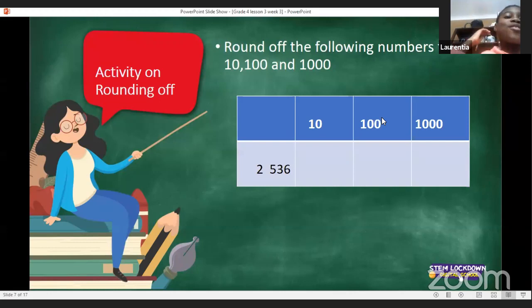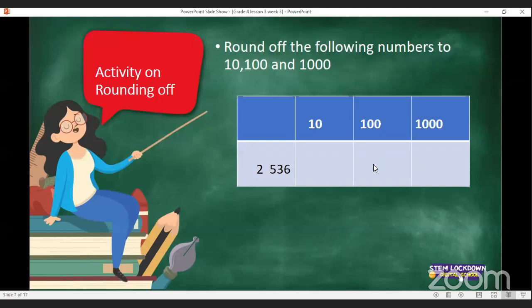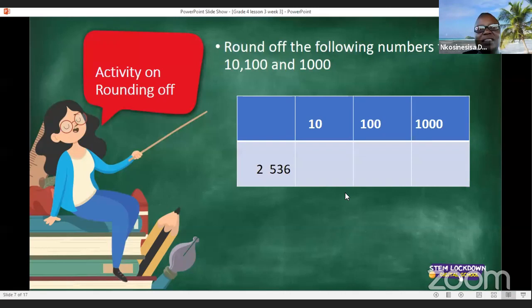Ma'am, rounding 2,536 up to the nearest 100 equals 206. Okay, let's go through the steps. Laurentia, I don't want to hear the answer now. Let's go through the steps. What is the first thing that you must do? Because I think if we're giving the answers, other learners don't understand how we come to the answers. So what is the first thing that you must do, Laurentia?